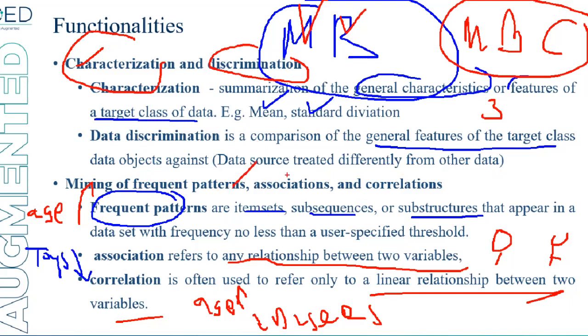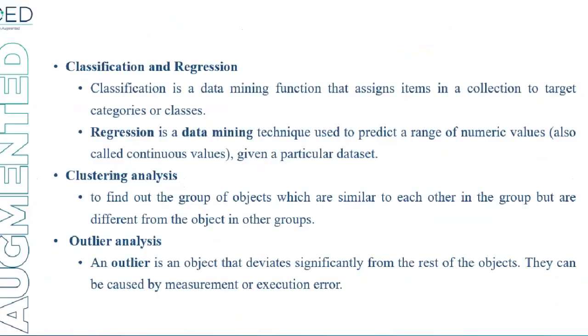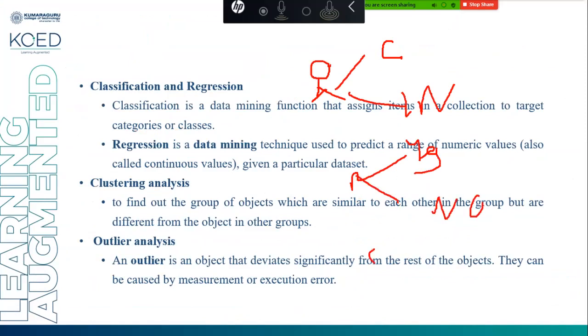Next, mining frequent patterns, associations, and correlations. Classification and regression. So what is classification? Classification in data mining is a function that assigns items in a collection to target categories or classes. For example, deciding whether a person is cancerous or normal, whether we can play tennis, yes or no, or whether a student has a high, moderate or low percentage. This is known as classification.